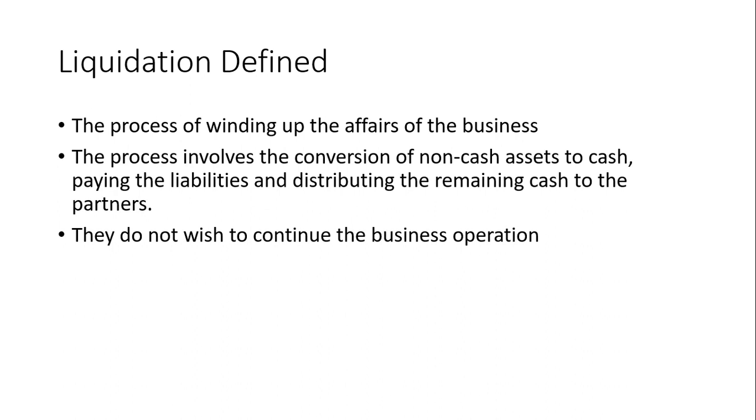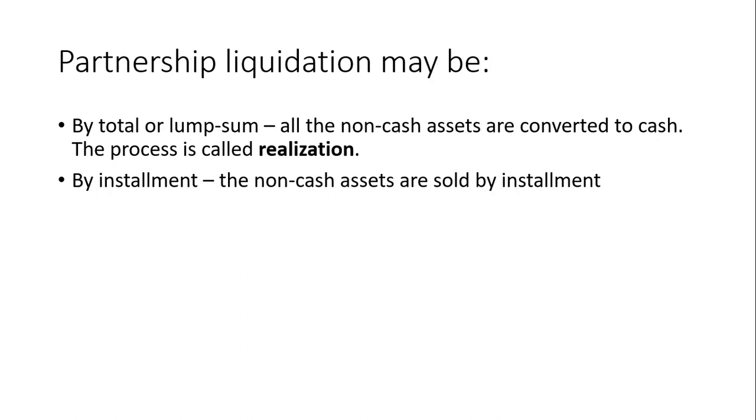Liquidation also happens if the partners do not wish to continue the business operation, meaning they want to end the partnership, so the partnership won't exist anymore. Partnership liquidation may be by total lump sum, meaning all of your identified non-cash assets will be converted to cash. This process is called realization. All of those non-cash assets will be combined as one and then sold to someone who's interested, buying it at once.